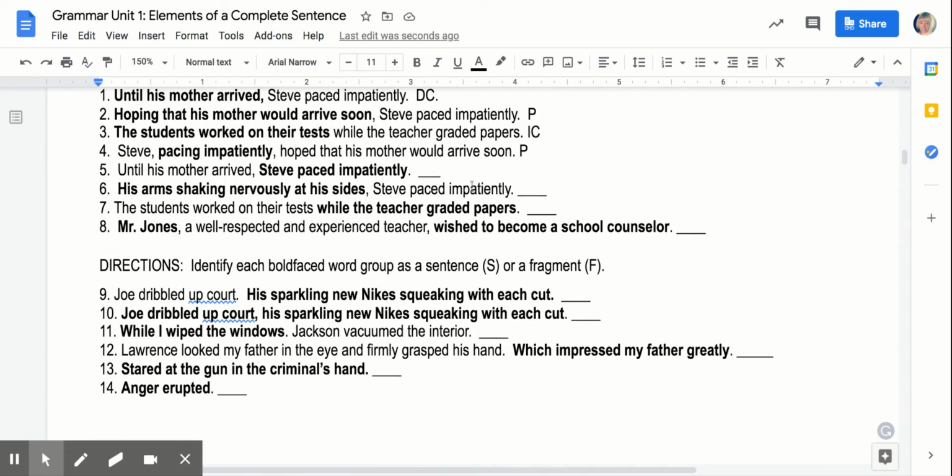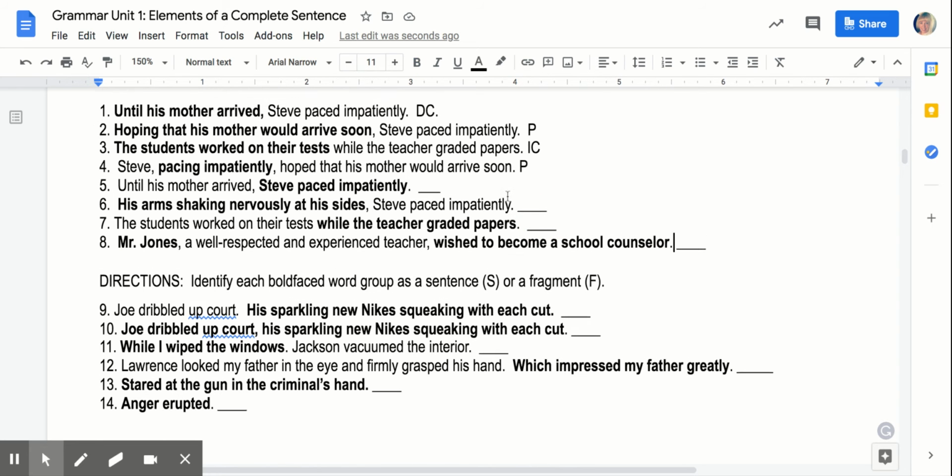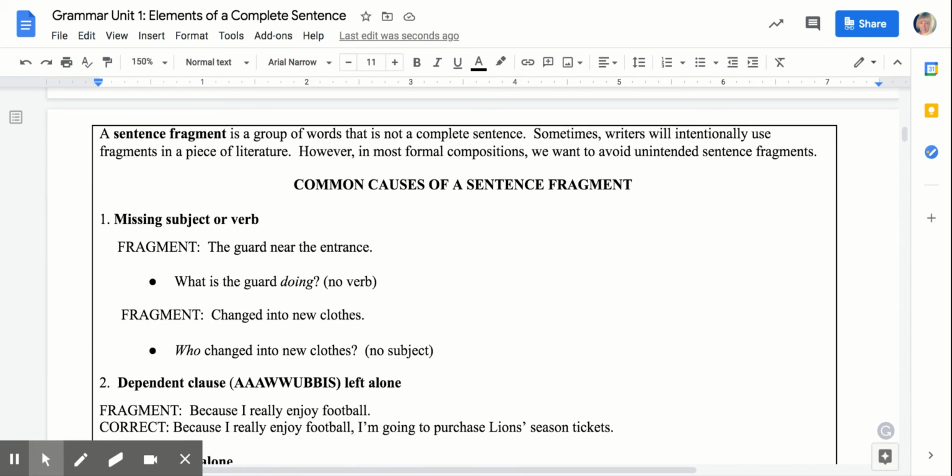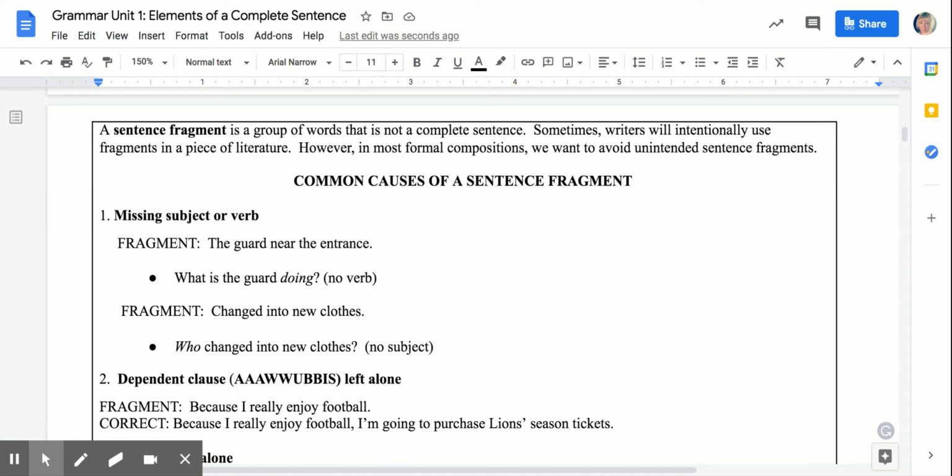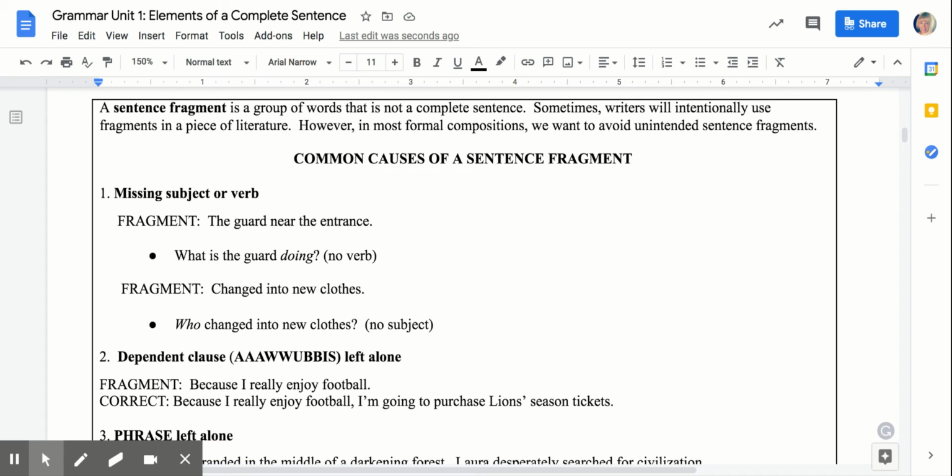Okay, so in class, we're going to complete numbers 5, 6, 7, and 8, but that gives you a good idea of numbers 1 through 4. Okay, now let's take a look at the second part of this week's lesson. This goes over sentence fragments. Okay, a sentence fragment is a group of words that is not a complete sentence. Sometimes writers will use sentence fragments in a piece of literature. Sometimes writers will use fragments intentionally, folks, but we want to avoid them as much as possible in our formal academic writing.